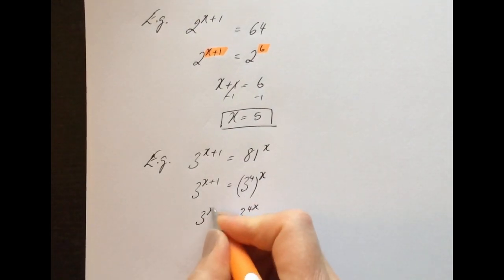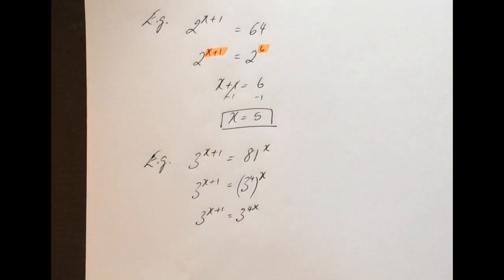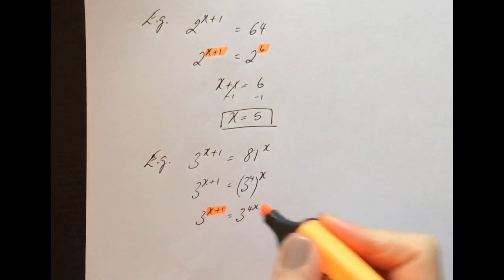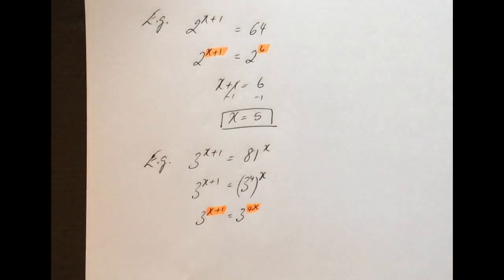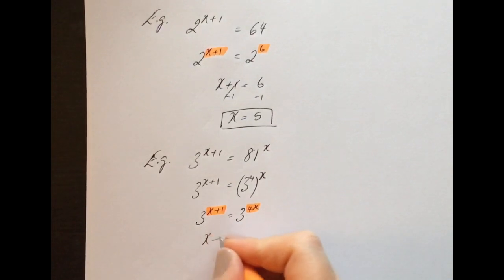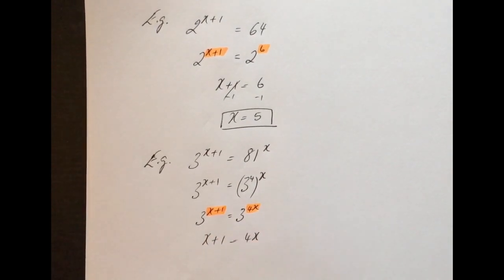So we have 3 to the x plus 1 on the left-hand side is equal to 3 to the 4x on the right-hand side. So you have the left-hand side as a power of 3 and you have the right-hand side as a power of 3. And now that means we can equate our powers. So we have therefore x plus 1 is equal to 4x.